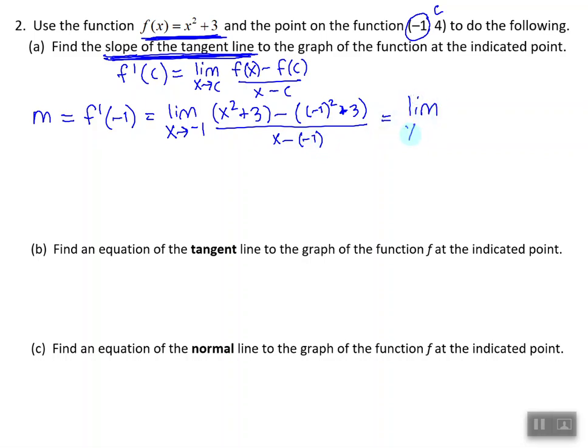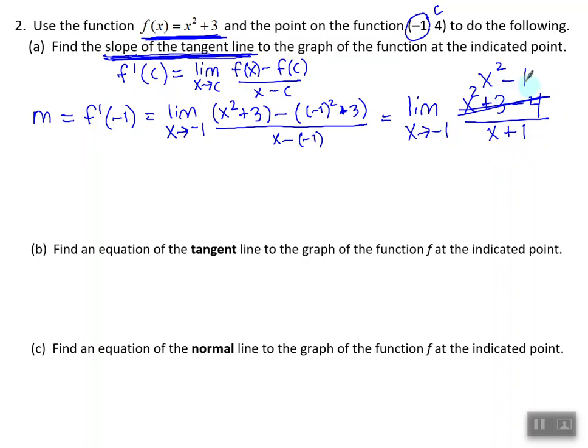The limit as x approaches negative 1 of x squared plus 3. Negative 1 squared is 1. 1 plus 3 is 4, so we're subtracting 4. Or better yet, we can write this as x squared minus 1 divided by x minus a negative 1, which is plus 1. Now, of course, substitution yields 0 in the denominator, so can we do something to manipulate this function?